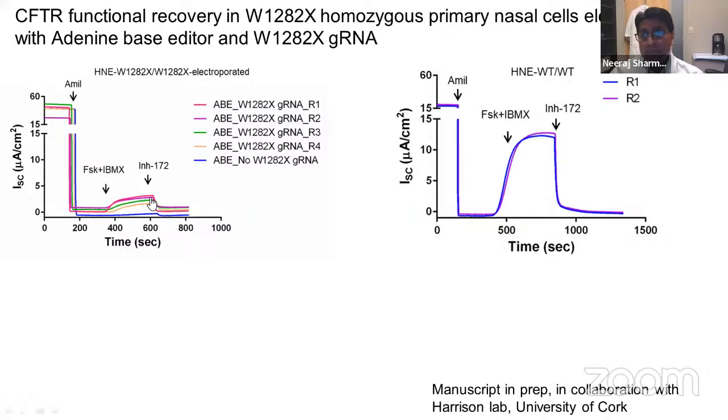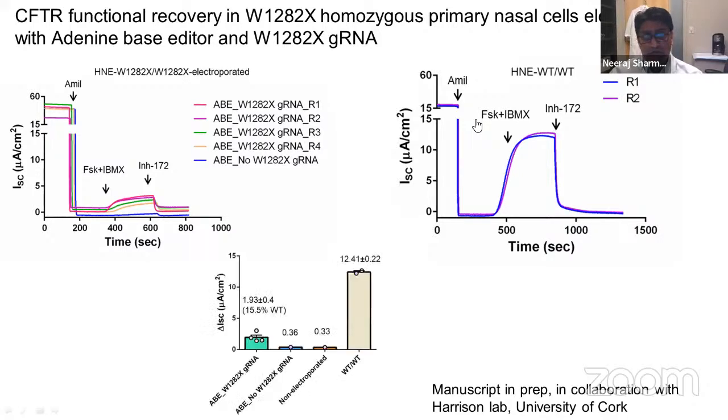How does it look when you use a wild type individual, normal, healthy? You see a recovery of around 15 microamps of the CFTR currents. So when you plot it, how much percent recovery of CFTR function did you get? That is about 12 to 15% of CFTR function.